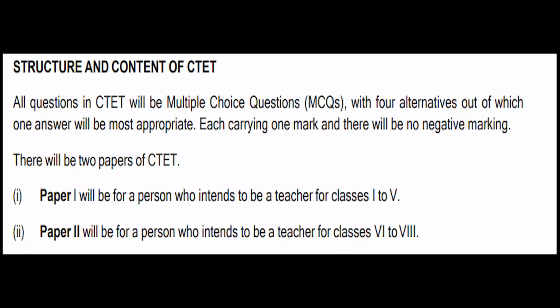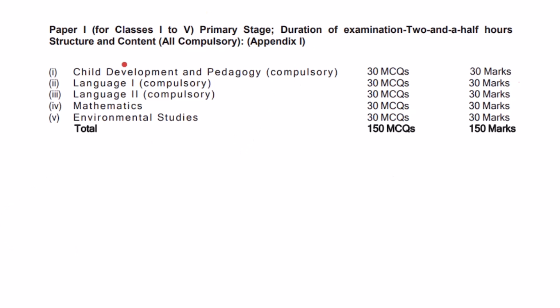So let's get started. As we all know, the CTET examination comes with two papers, paper 1 and paper 2. If you want to become a teacher of class 1 to 5, you will have to attend paper 1, and if you want to become a teacher of class 6 to 8, you will have to appear for paper 2. And if you want to teach all the classes, that is from class 1 to 8, you will have to appear for both paper 1 and paper 2. So let us look at paper 1 and understand its syllabus, its different components.